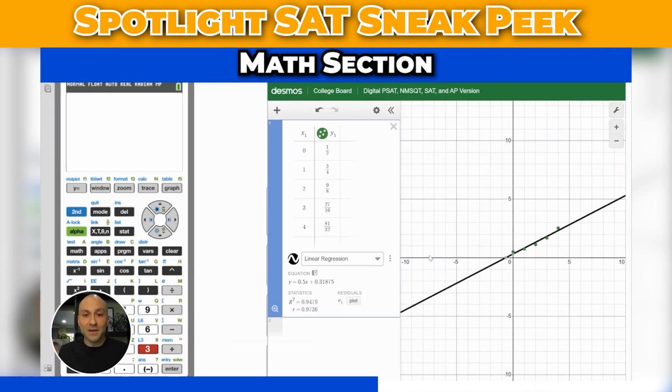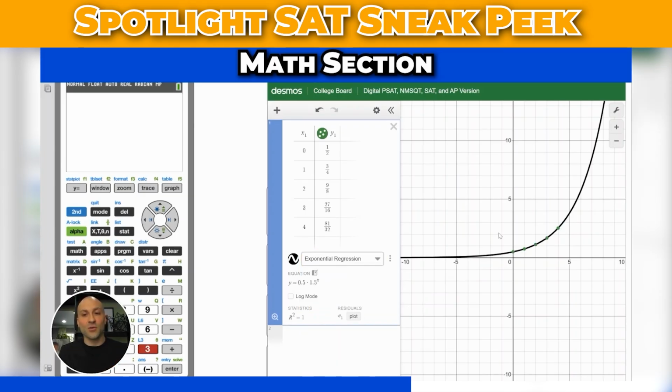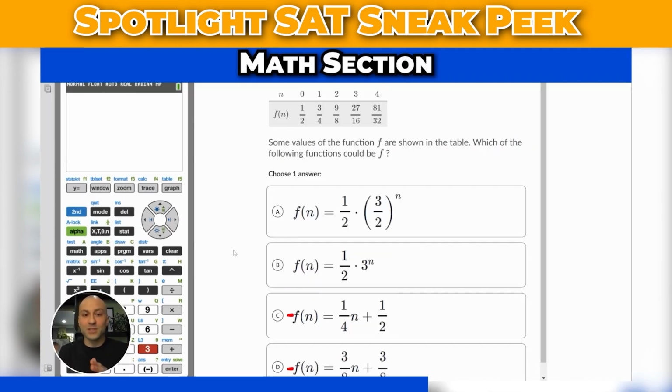So getting back to our graph here, we can see that the linear model, it's okay, but let's go ahead and test out one of the other models. Now you can see there's a ton of options here. We narrowed it down to either linear or exponential. So let's go to exponential. Oh, now that looks perfect. So we can tell it's definitely an exponential model, which means we could totally eliminate options C and D.